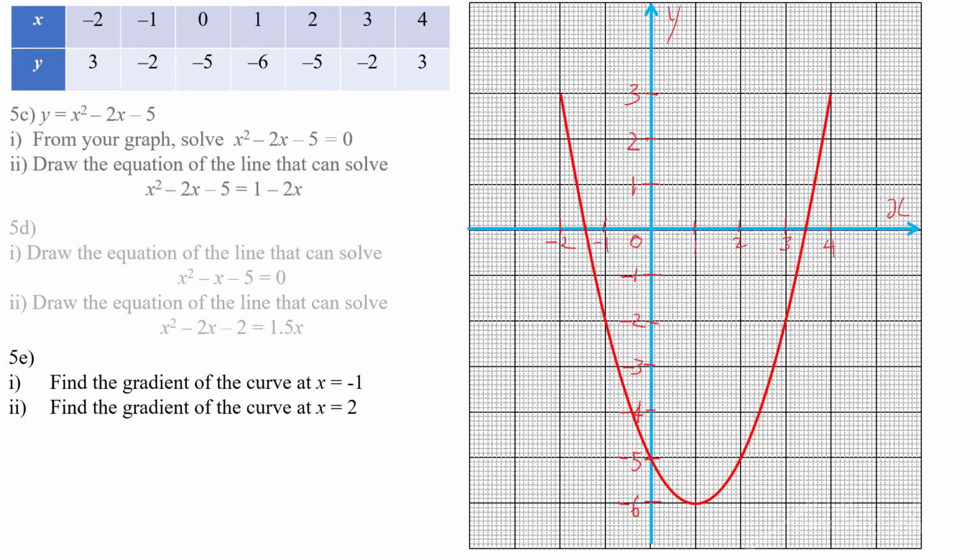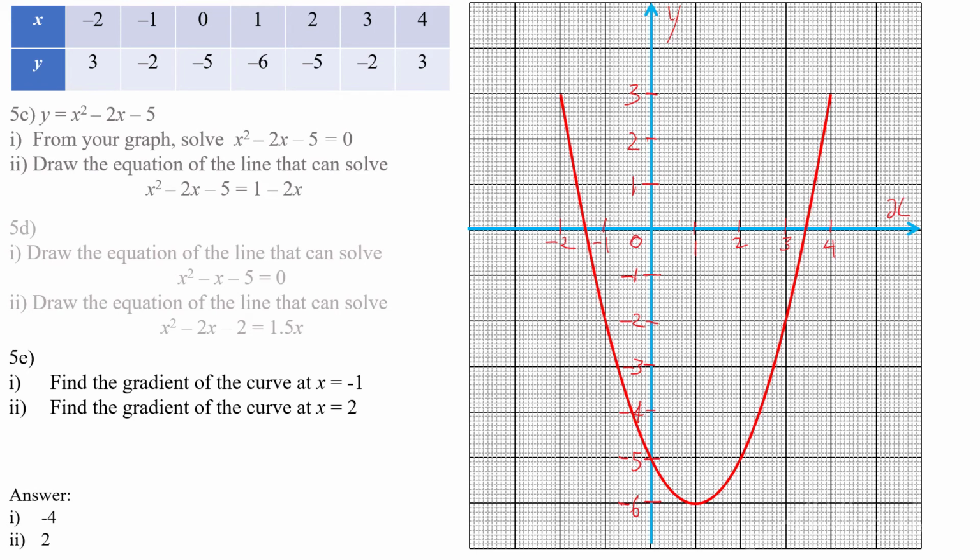For question 5, we are supposed to find the gradient of a curve when x is equals to -1 as well as x is equals to 2. So take your time and draw the tangent, do the dy/dx to find the gradient. And if you need to check your answer, they are down here.